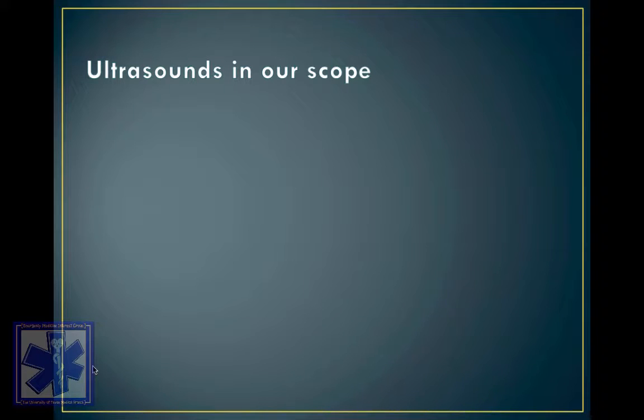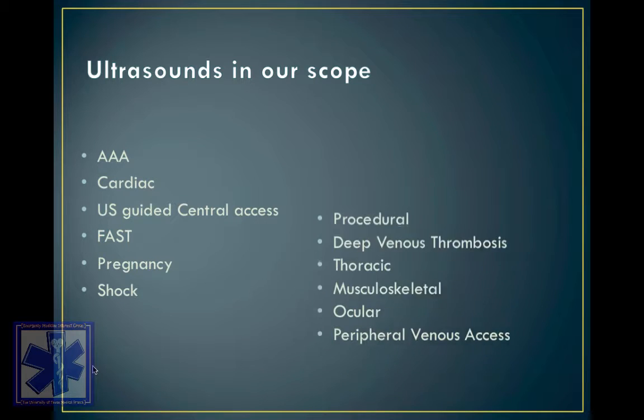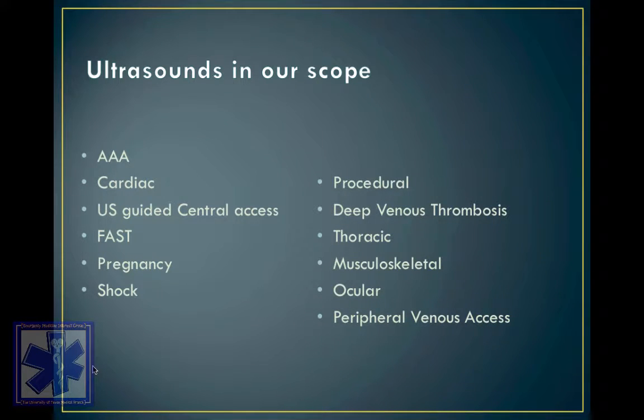The ultrasounds that fall within our scope: AAA studies, cardiacs, ultrasound guidance, central access, which is usually the standard of care nowadays, FAST exams, pregnancy, shock states. Using it for other procedures: DVT studies, thoracics, looking for effusions and pneumothorax, musculoskeletal studies, which are most often underused, ocular studies, looking for increased intracranial hypertension, and peripheral venous access, which I am actually a fan and advocate of.